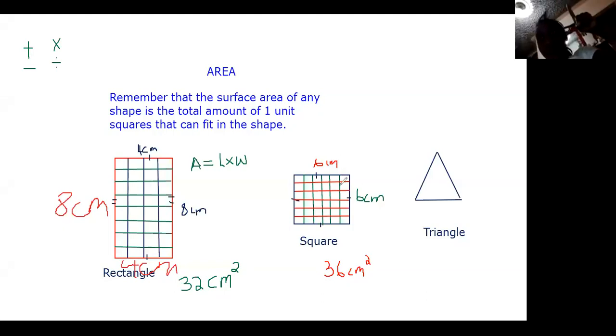Yes, Zaria? Multiply. Multiply what? The 6 and the 6 equal 36. Good. So then we could write an equation to say that the area of a square is the same as the value of the length times the value of the width. Not true? Okay. Any questions?